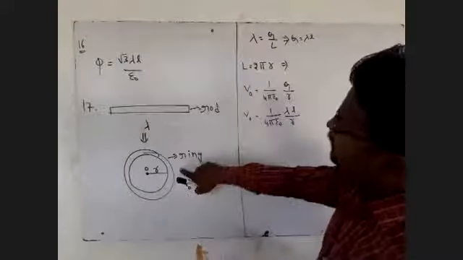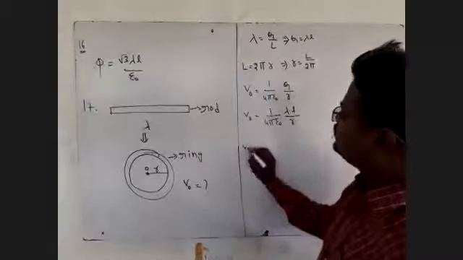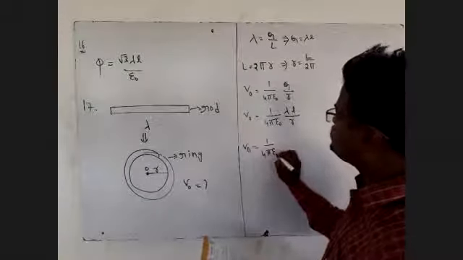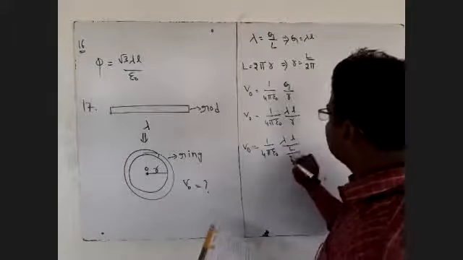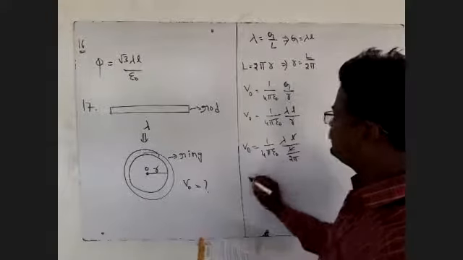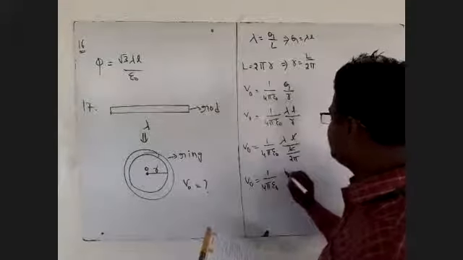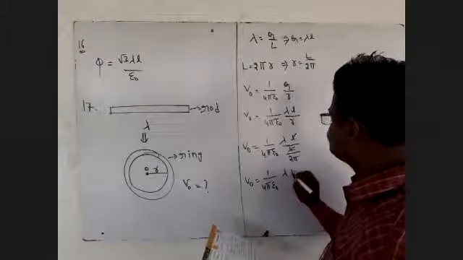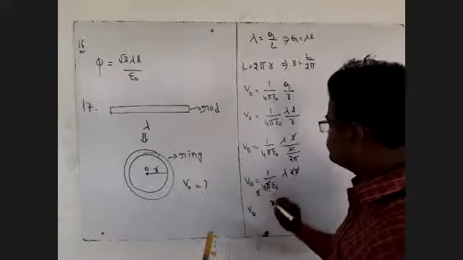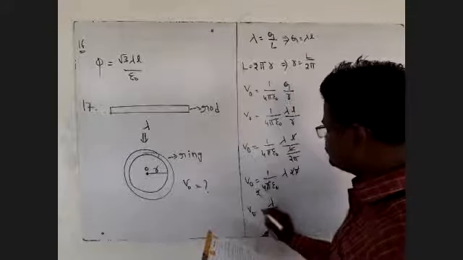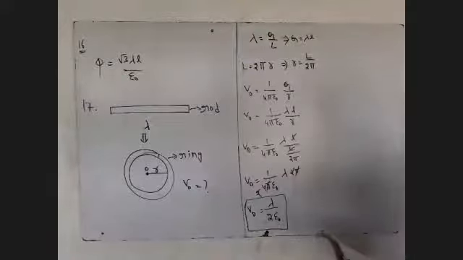From the ring perimeter, R is equal to L by 2 pi. I'm writing V naught is equal to 1 by 4 pi epsilon naught, and lambda L by R, where R is L by 2 pi. The L's cancel. V naught is equal to 1 by 4 pi epsilon naught times lambda by 2 pi. The 2 ones to 2, so lambda by 2 epsilon naught. This is your answer.